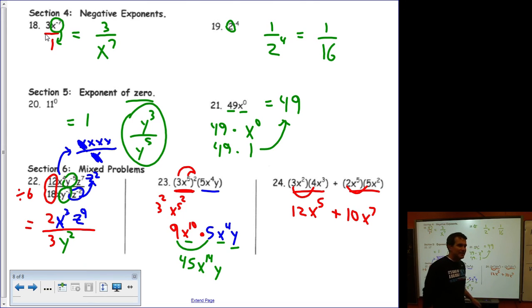And then the last thing you would do is you might add these together if they're like terms. But in this case, they're not like terms. The first one has an x to the 5th, and the second one has an x to the 7th. So since they do not have the same variable and exponent, they're not like terms, and they cannot be added together. And this is your final result.